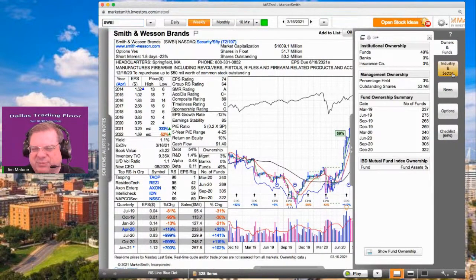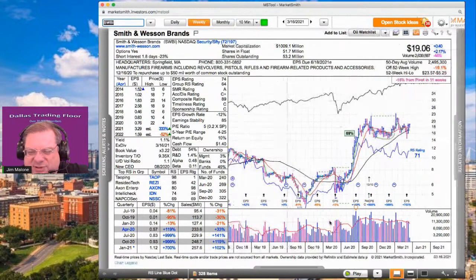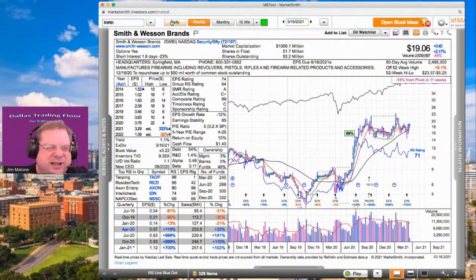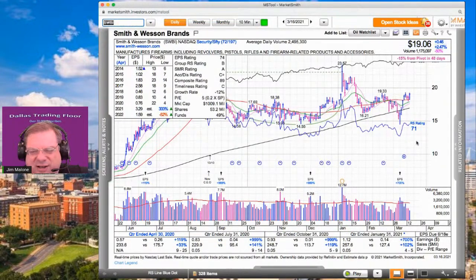The ownership is getting better. The industry is okay. Very good, actually. Here's my thought on Smith & Wesson. I would be hesitating on this one. I probably would not buy it until it moved above about 20. But let's go back to the daily chart.